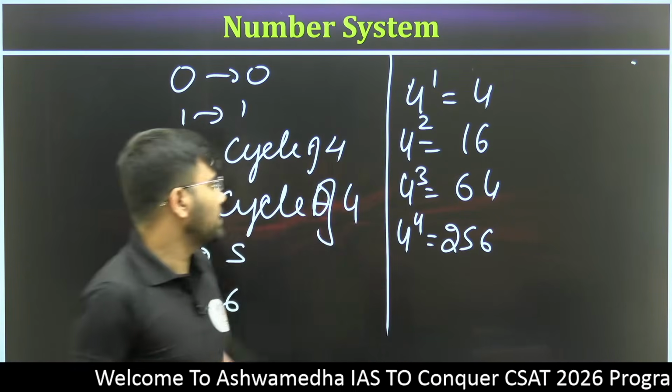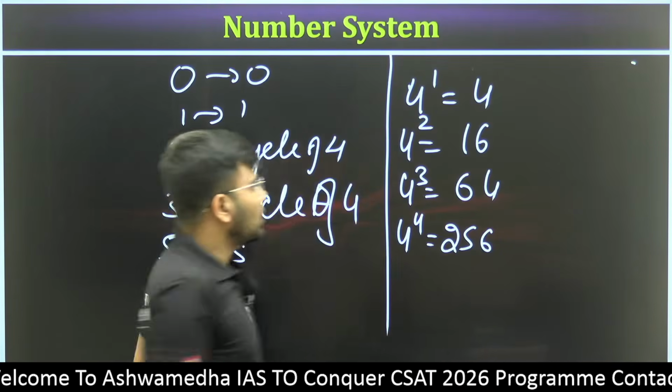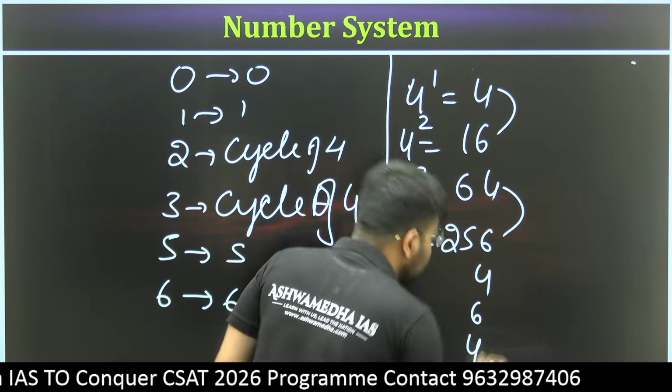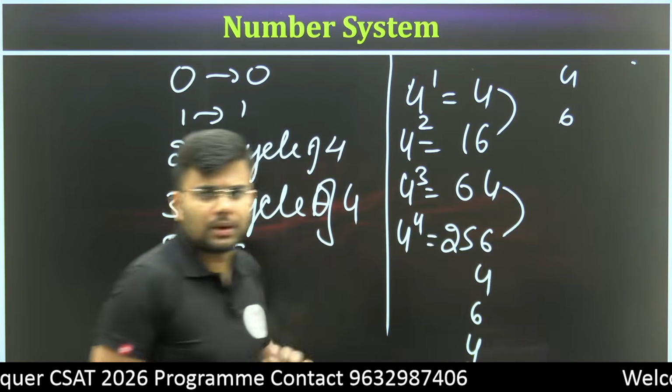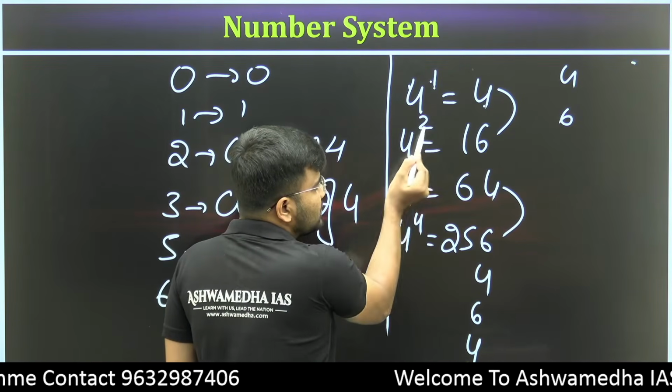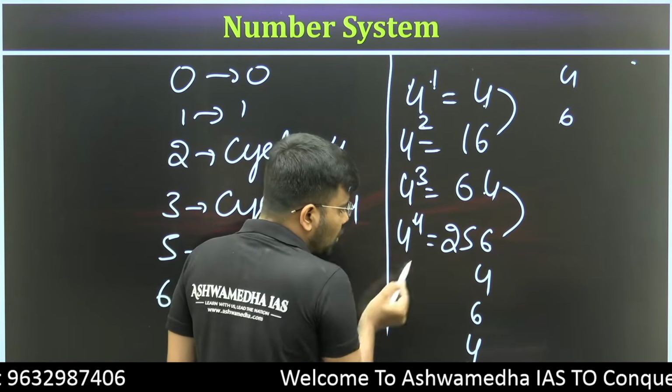That means here the cycle of 4 is what? 2, 4, 6, 4, 6, 4, 6, 4, 6, 4, 6. Irrespective of the number, look here. 1 is what? Odd number. If it is odd, 4. If it is even, 6. Odd 4, even 6, odd 4, even 6.